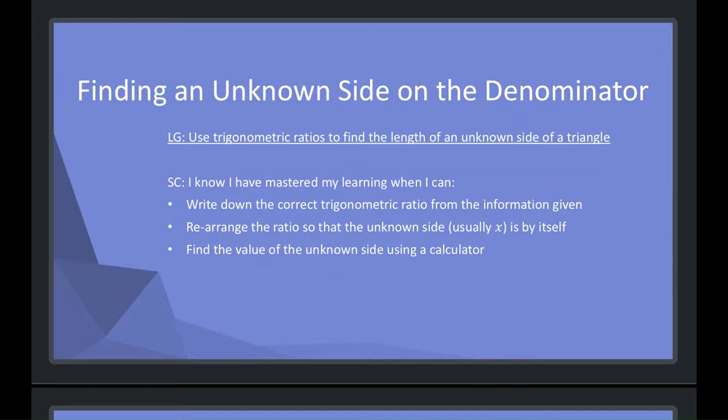This time we're going to be doing something very similar to what we did in the last lesson, but we're going to be looking at situations where the x is on the denominator of the fraction. Our process is going to be exactly the same though. We'll choose our trig ratio and write down the information from the question. Then we'll rearrange so that x is by itself. This time that's going to look a little different though, because the x will be on the bottom of that fraction. But once we've done that, same as before, we just plug everything into our calculator and get the answer.